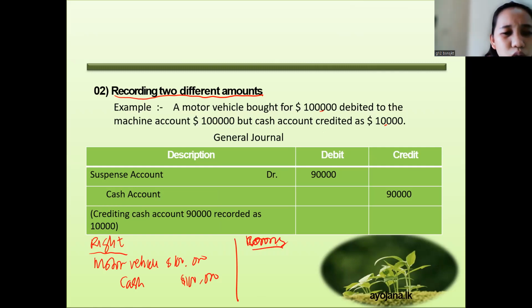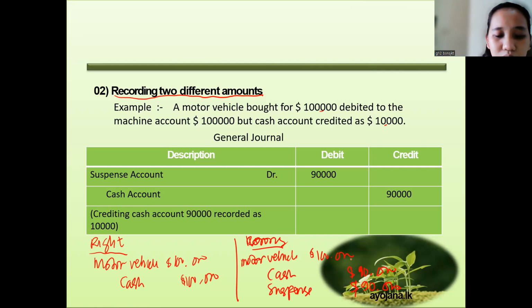The wrong entry: we debited the motor vehicles 100,000. This is correct. But on the cash side, we wrote $10,000. So we see the wrong side. The credit is understated, right? By how many? We need to temporarily put a suspense account. How much? That will be 90,000, because 100,000 minus 10,000 is 90,000.